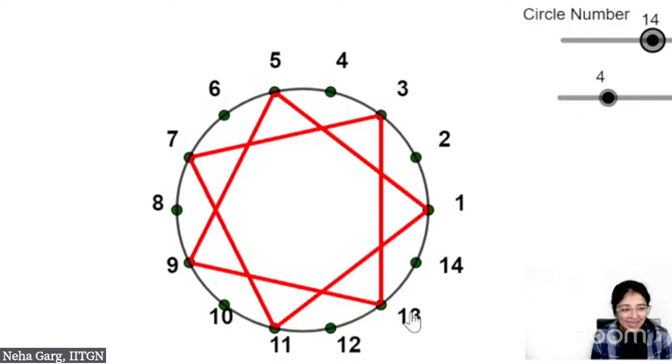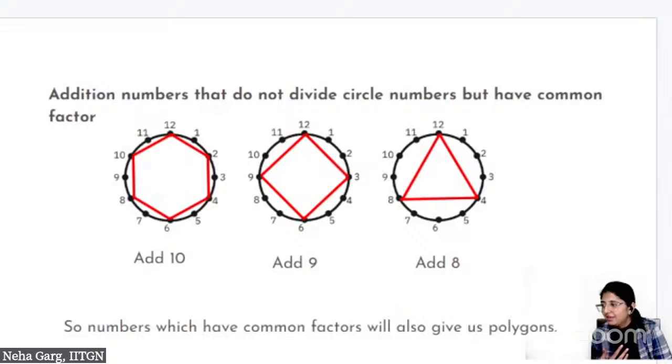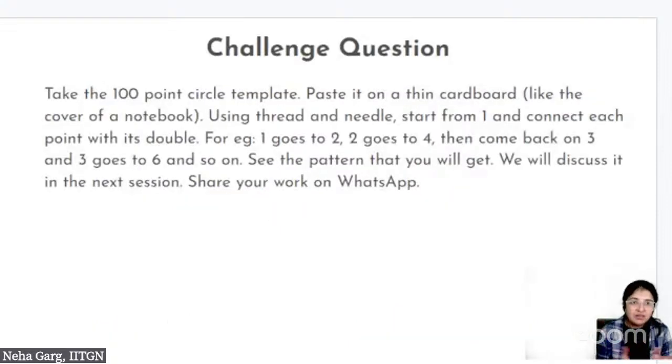Okay, so that is it. And I will share the worksheet. There is a challenge question. If you want to try that, you can try it. The challenge question is like this: the 100-point template has been shared with you. In the circle today, we talked about adding numbers, but in the template that we have shared, it will be multiplication. Like you start with 1 and 1 goes to 2, the double. You come to 2, 2 goes to 4.